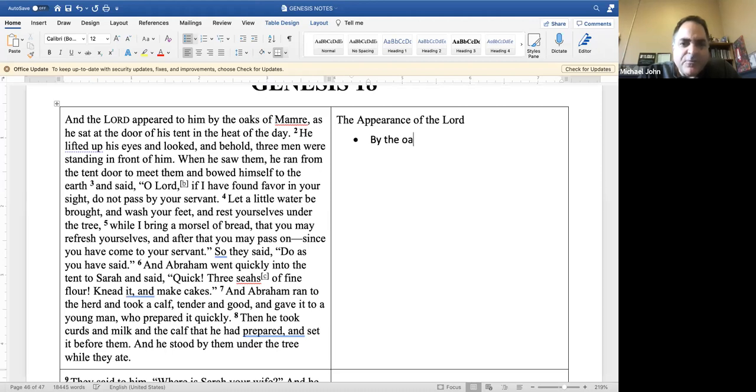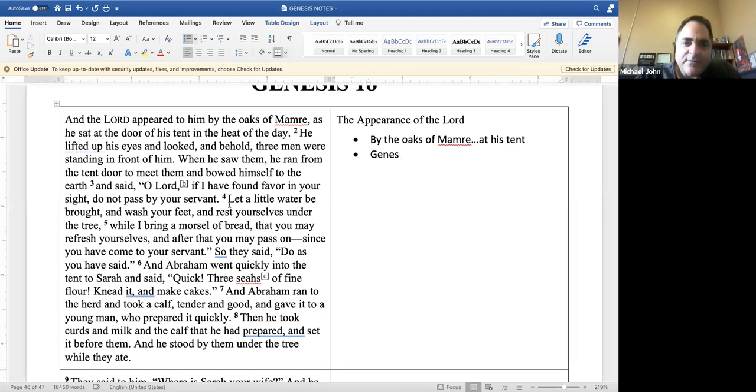Now, we've heard of the oaks of Mamre before, as he sat at his tent. The first time we saw the oaks of Mamre was in Genesis 13. Let's see if I got it here. In Genesis 13, at the end, it's when Abram and Lot separate.